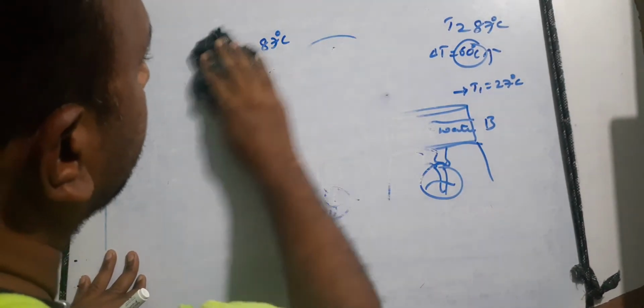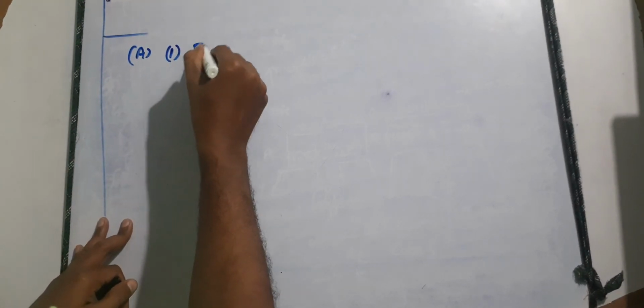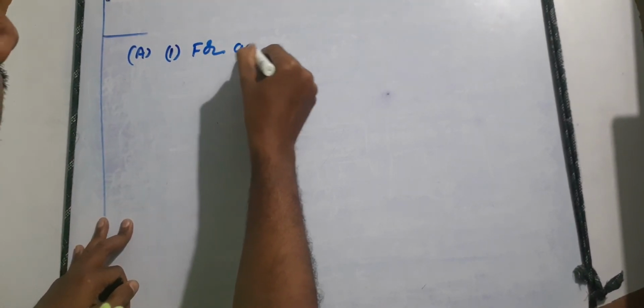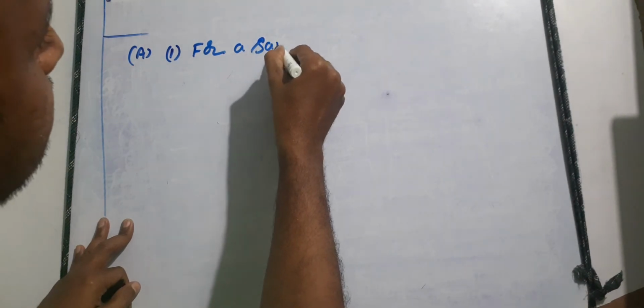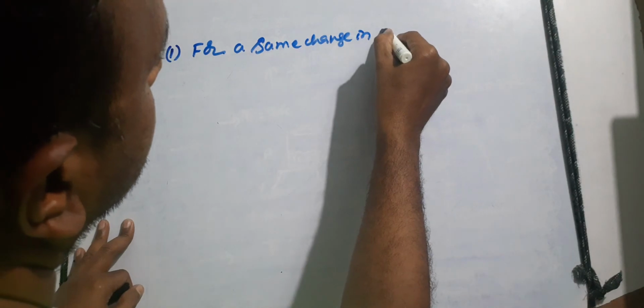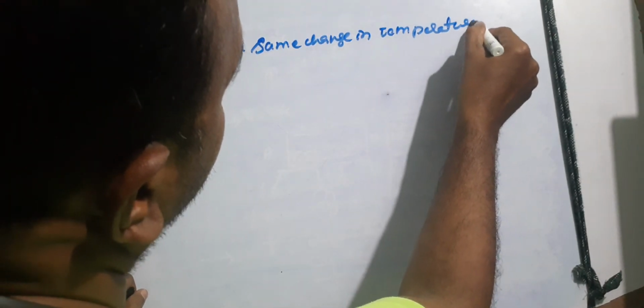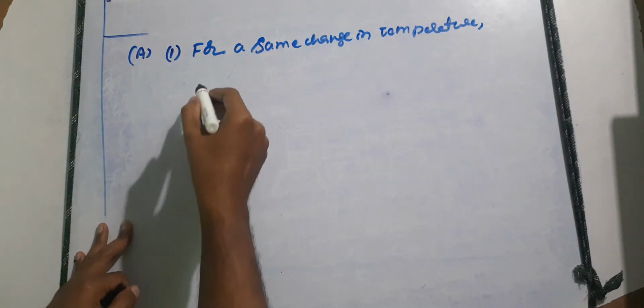So from this we can write one point in the derivation of the formula for heat, that is, for the same change in temperature, that is delta T remains constant.